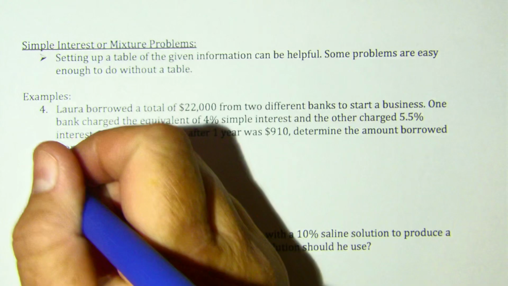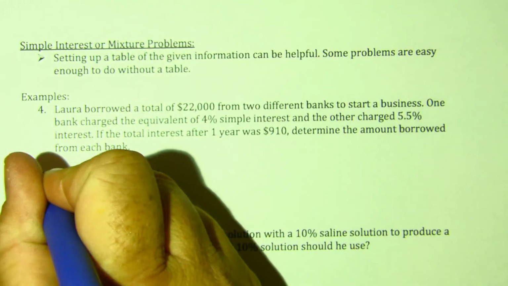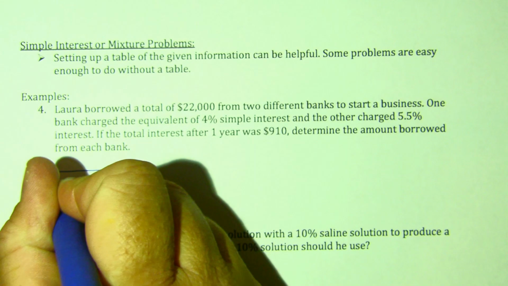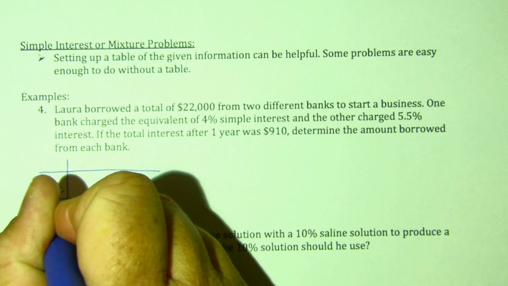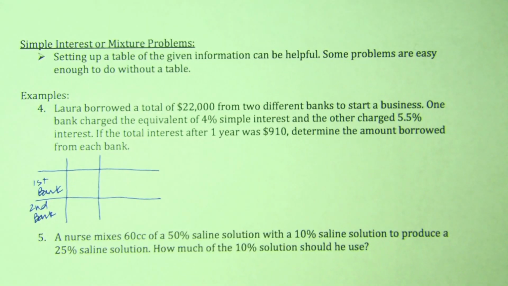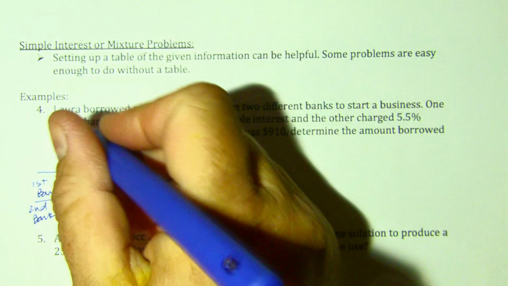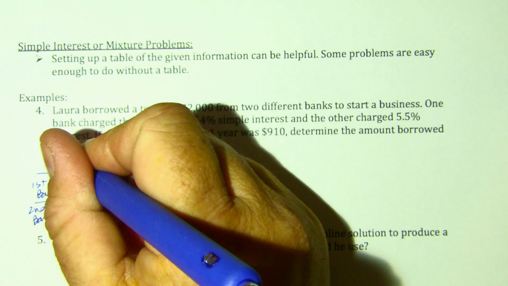So let's just make a chart of the information that we were given. We had the first bank and the second bank. Now, our amount borrowed is one piece of information we're going to look at. Let's first just say the interest rate.